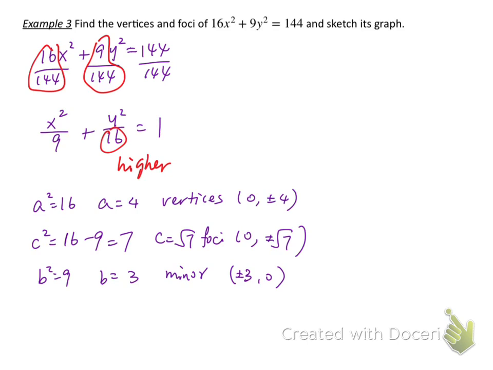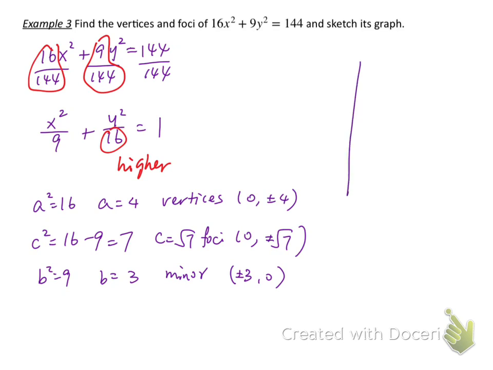So if you think this way, when I make x 0, I lose this term. I have y squared over 16 equals 1, where the numerator equals the denominator. Y squared equals 16, so y is plus and minus 4. Similarly, when I look for the x-intercept, y equals 0, I have x squared over 9 equals 1, where x squared equals 9.